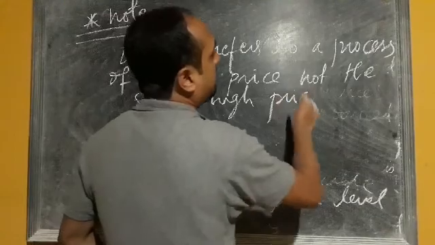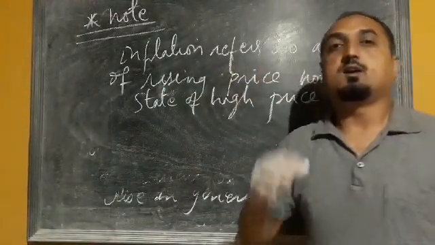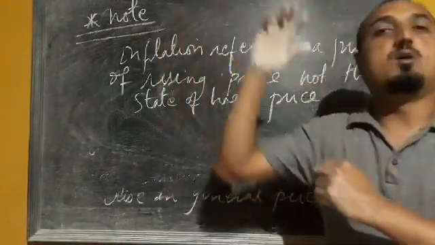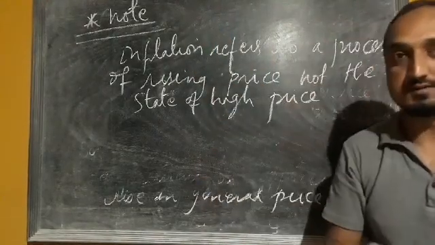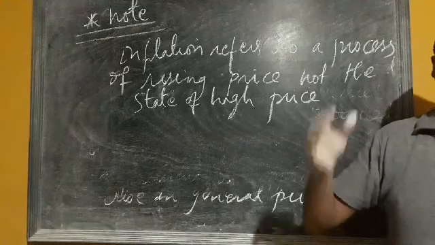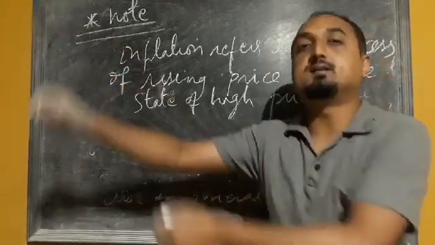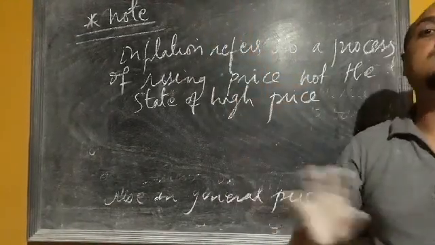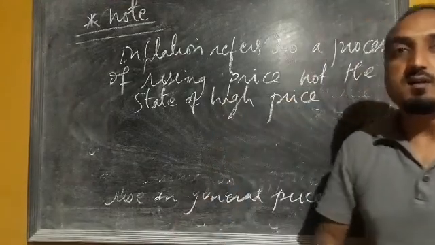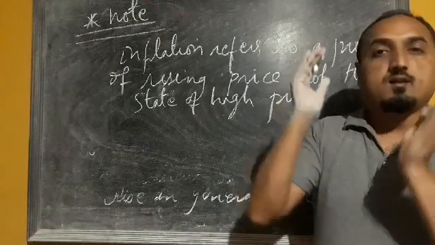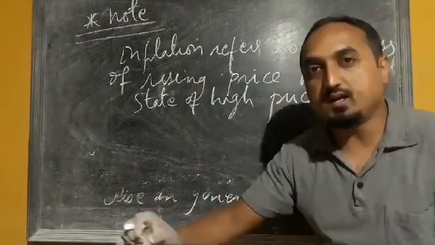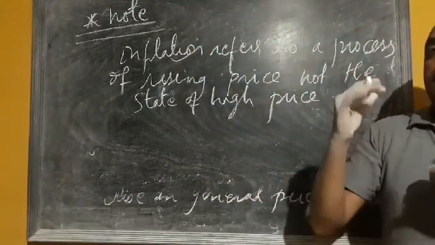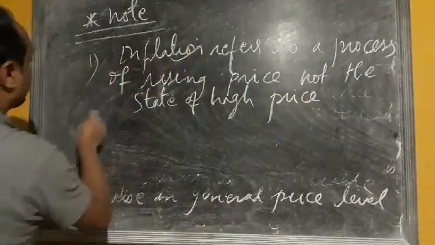The meaning is that if the price of one commodity increases, or if the price of one commodity is very high, that high price cannot be considered as inflation. Inflation refers to the process of continuous rise in the price level. If the price increases once in a year, that cannot be considered as inflation. But if the price keeps rising every month or every week, then that can be considered as inflation.